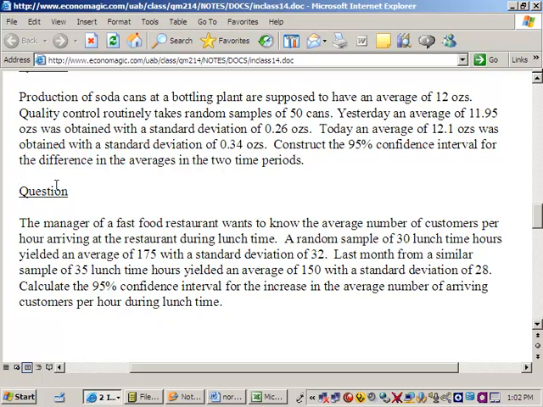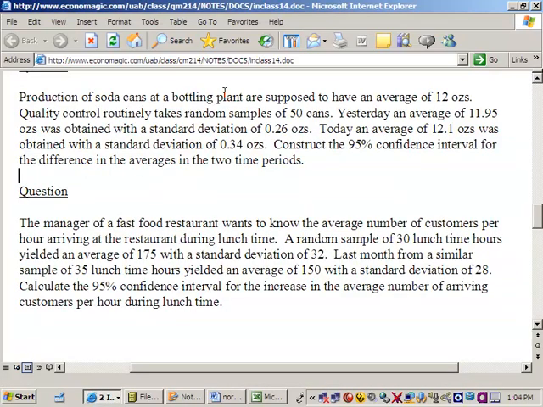All right, so we have 175 in the new sample, and 150 from the old. So the increase is 25 customers. So we'll try to get our samples in an order to make that work.